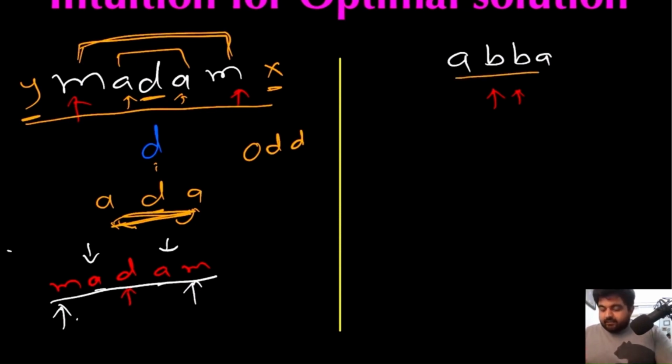Let's take an example for this even number case. Now in this case, we actually have two middle values, and the two middle values are BB. Now if we consider this BB, this is actually a palindrome in itself, because again by definition, if we go from left or right, in each case we are reading the same value.